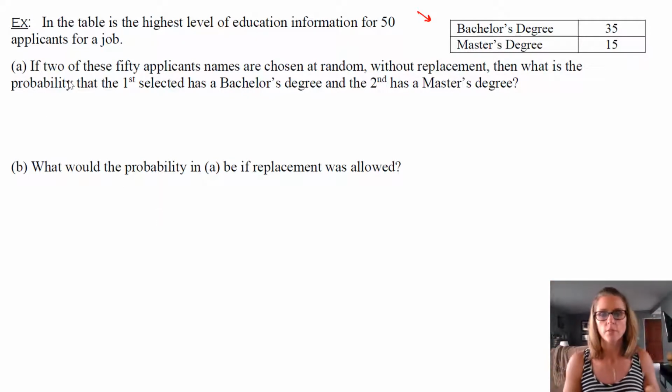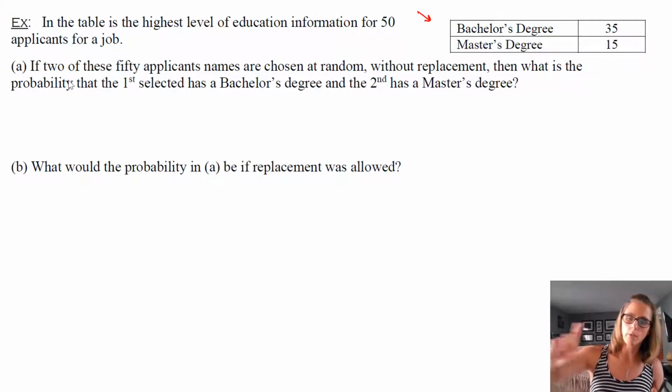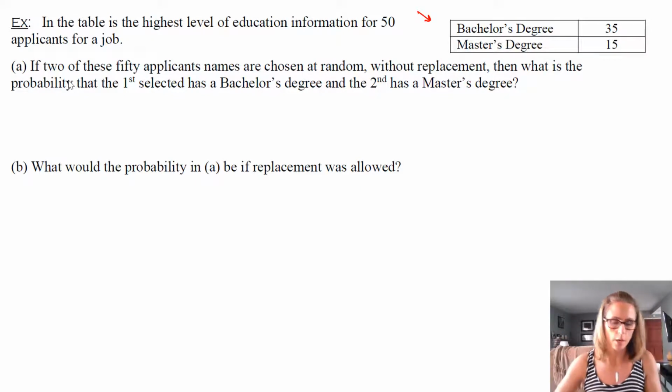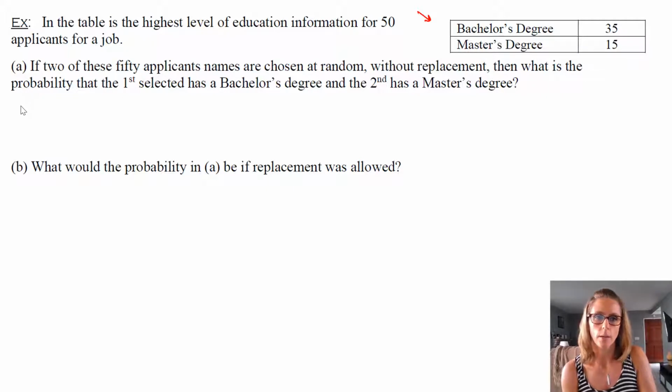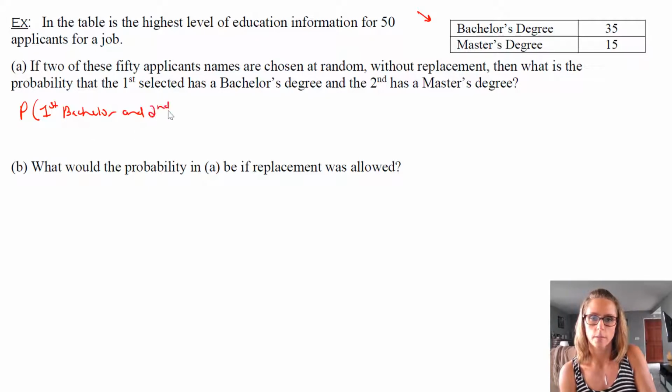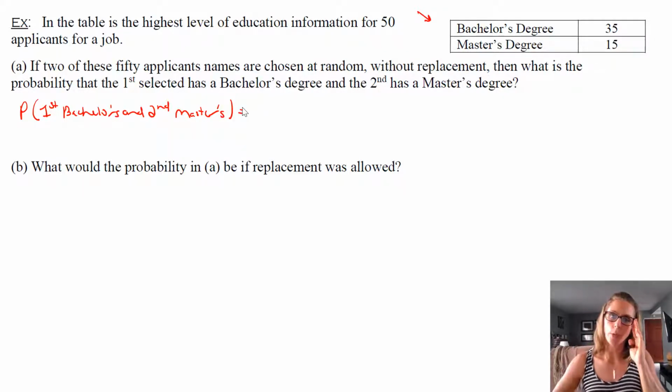So it says if 2 of these 50 applicants' names are chosen at random without replacement, we pick out a candidate, we stick them over there, we pick out another candidate, we stick them over there. What is the probability that the first is a bachelor's and the second has a master's? So probability of first bachelor and second master. Order is actually quite important in these because it does affect the probability. So we want the first person to have a bachelor's and the second to have a master's.